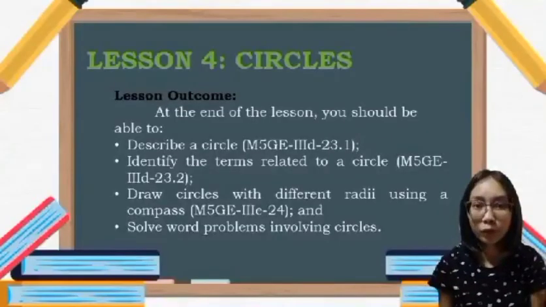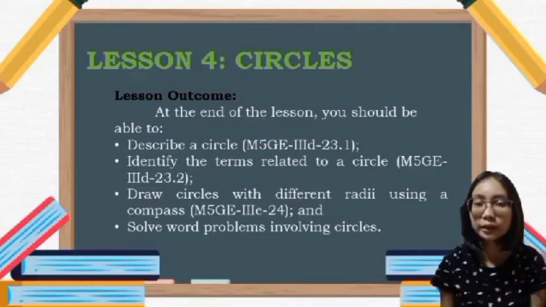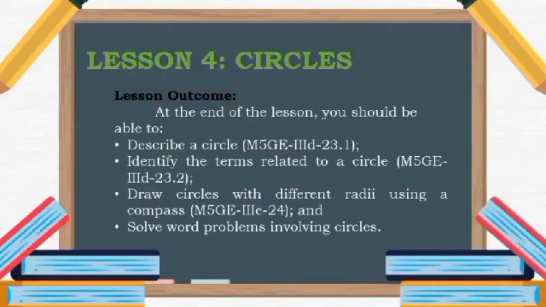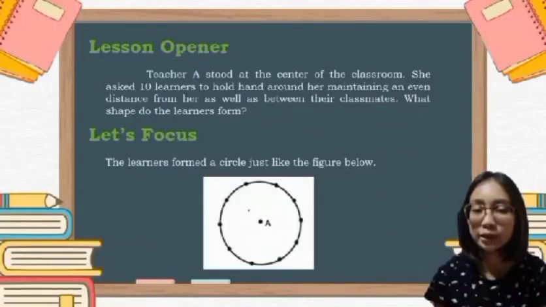Lesson 4 is also my assigned topic, and lesson 4 is all about circles. Lesson outcome: at the end of the lesson, you should be able to describe a circle, identify the terms related to a circle, draw circles with different radii using a compass, and solve problems involving circles.